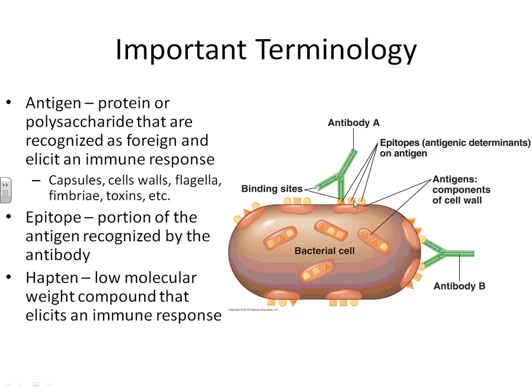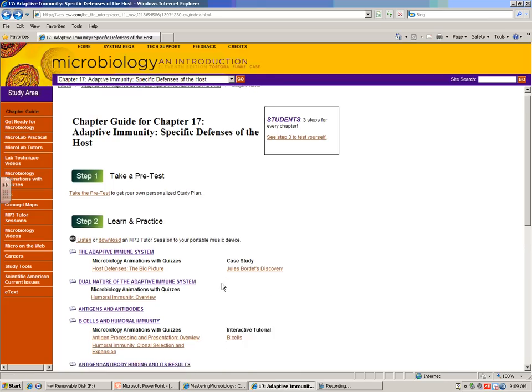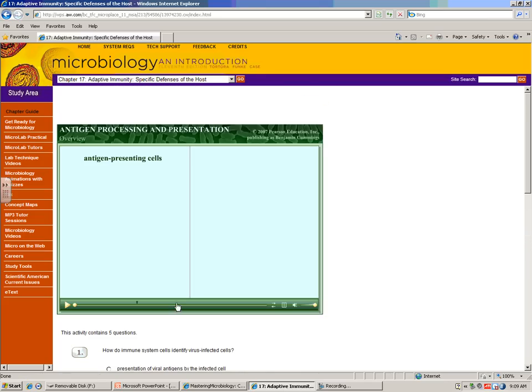Other cells are going to respond to the antigen on the bacterial cell, or possibly even something that is what we call presented by another cell. I want to show you a very quick video to demonstrate what I'm talking about right now.